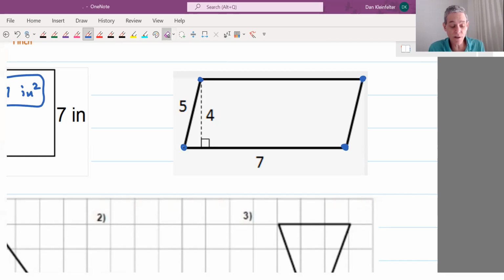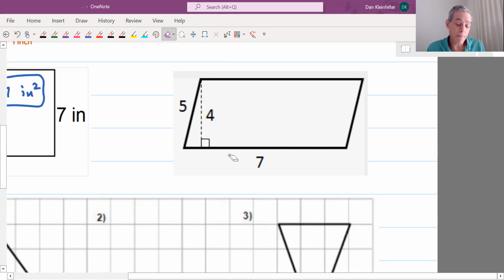So the key features that you need to know for a parallelogram are a base length, shown here as the 7, and the height. The height is the distance between the 2 parallel bases, which in this picture is going to be the 4. Be careful, it's not the 5. The 5 is something else called a slant height. You want the 4 for this. This would be the distance between the two parallel sides that I'm identifying as the bases.